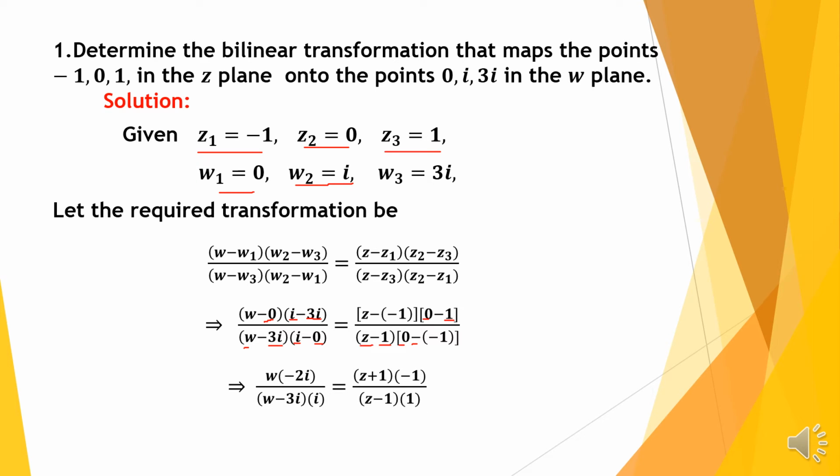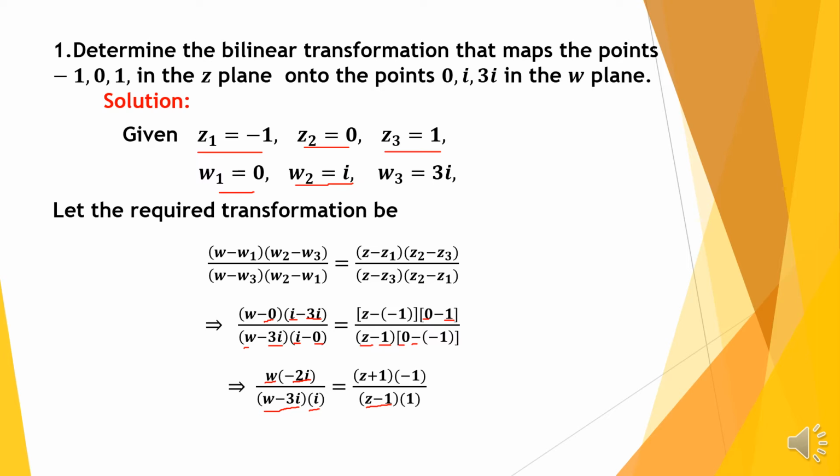So -1. Simplify. We get in the left hand side w - 0 is w, i - 3i is -2i, divided by the denominator (w - 3i) into (i - 0) is i. In the right hand side simplify. z - of -1 is z + 1, into 0 - 1 is -1, divided by z - 1, into 0 - of -1 is +1.